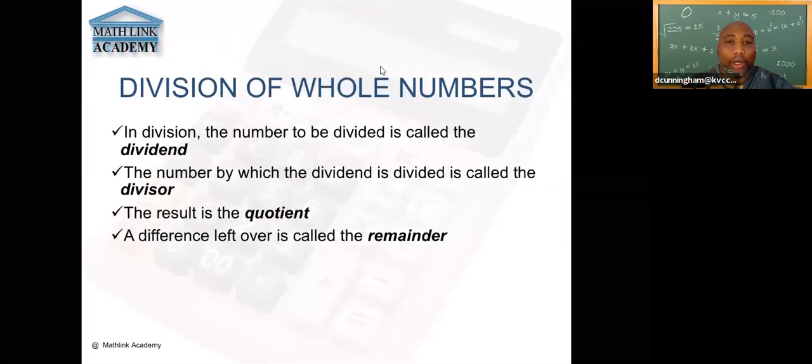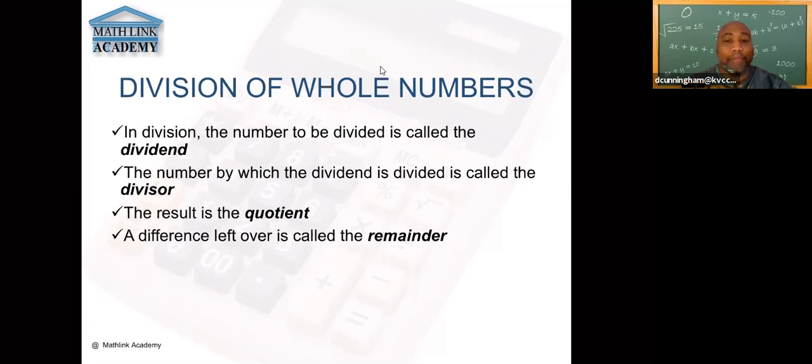Now, the last thing we're going to talk about is division of whole numbers. So let's talk about that. In division, the number that is divided is called the dividend. The number by which the dividend is divided is called the divisor. The result is the quotient. The difference we're talking about left over is called the remainder.